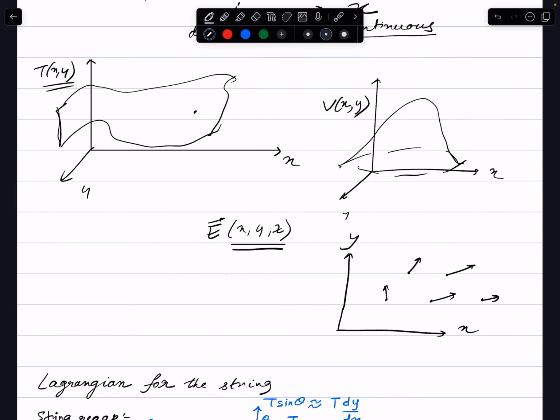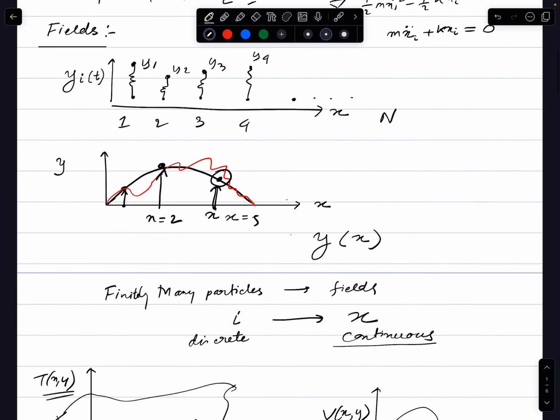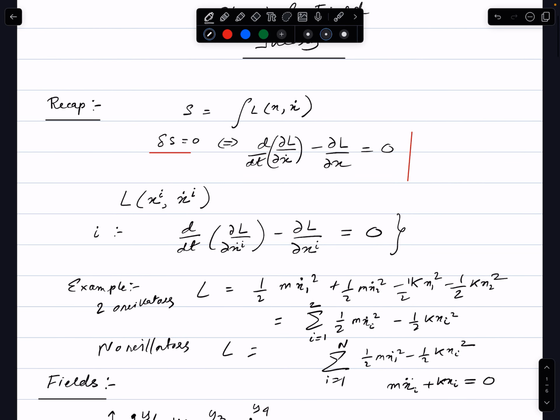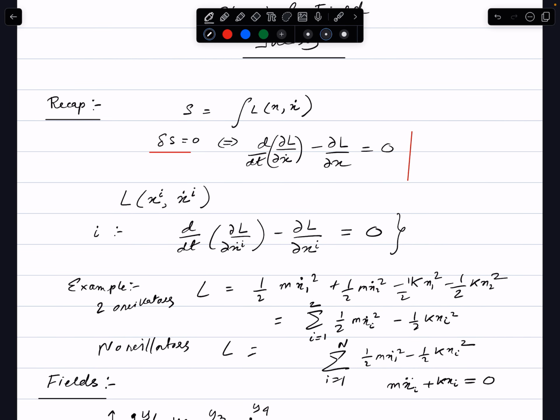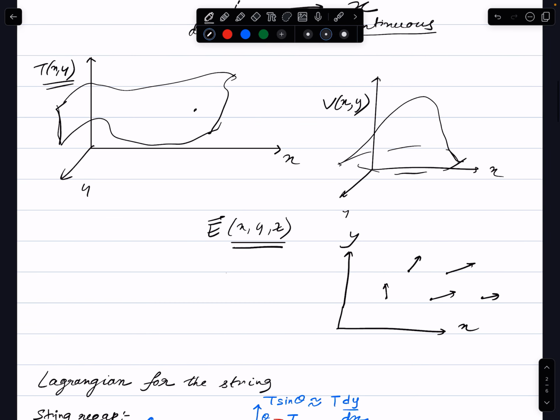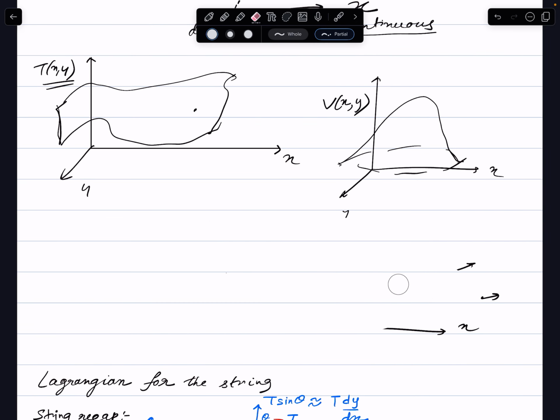So what is the degree of freedom here? The degree of freedom is the value of the electric field at each point. The thing that is changing, the thing that we are tracking, is the value of the field at each point. The point that I want to make is that when we study mechanics, our degrees of freedom are the positions of the particles, and these we label as x_i, because these are positions.